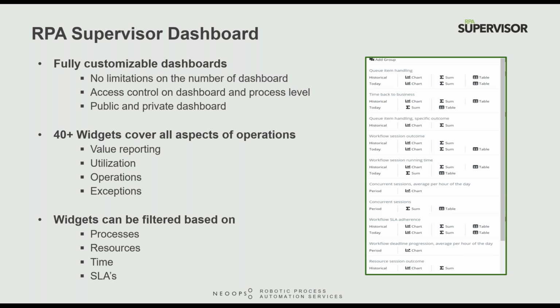So what is contained in the RPA Supervisor Dashboard is, there are no limitations on the number of dashboards which you can define. There is access control on a dashboard and process level, and you can define your public and private dashboards. There are at this moment more than 40 widgets which will display value reporting, utilization, some operational parameters, and exceptions. And again, widgets can be filtered based on the processes, resources, time, and SLA parameters.